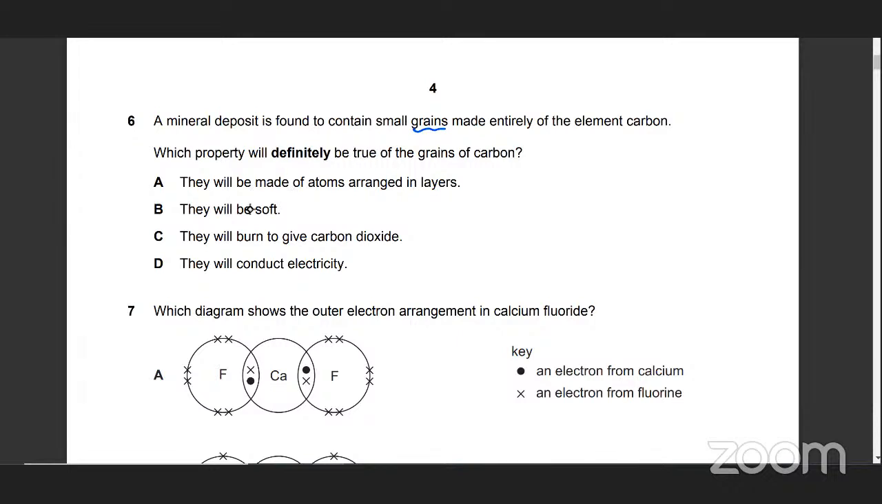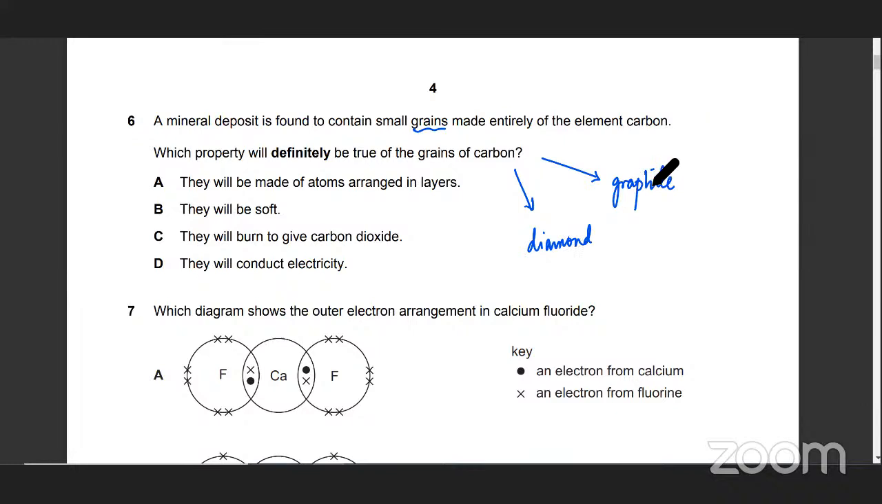Now, what form is this carbon in? Carbon could be in the form of small grains. That means diamond is a possibility. Graphite is a possibility. There are many more forms of carbon, okay? But graphite and diamond are the two common forms. Graphite and diamond have completely different properties. Diamond is pretty strong. Graphite is pretty soft.